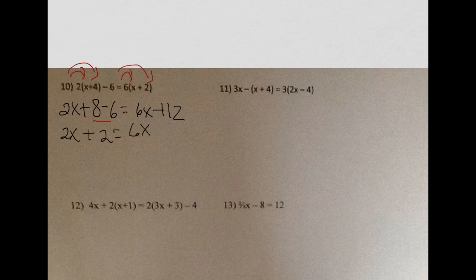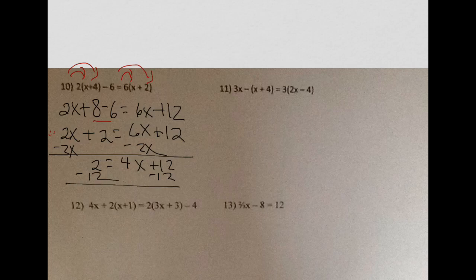Everything else comes down. Now I need to move a variable to one side. I always like to move the smaller one, which is this 2x over here. So I'm going to minus 2x to the other x on the other side. Bring down the 2. 6x minus 2x is 4x. And now we have our two-step equation. Subtract 12 first, away from my 4x. 2 minus 12 is negative 10 to equal 4x. And then I'm going to divide by 4.